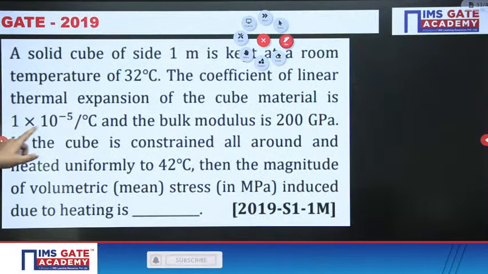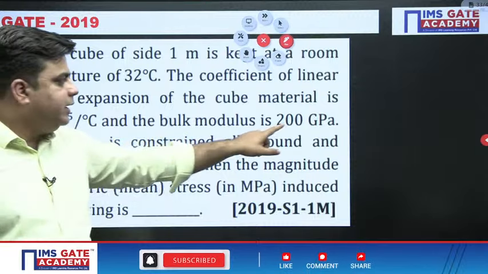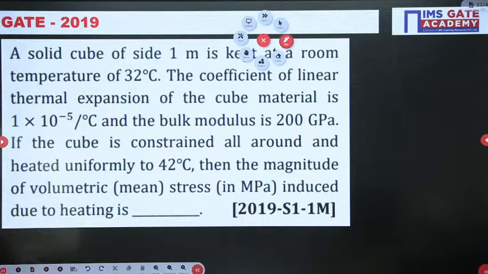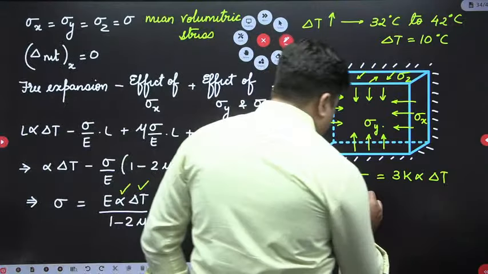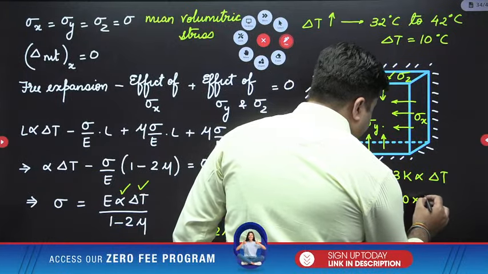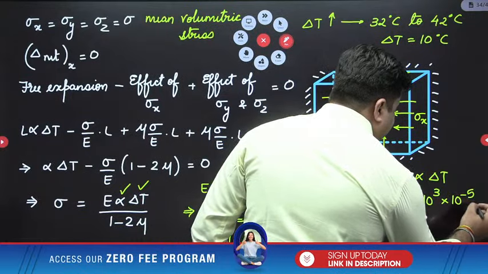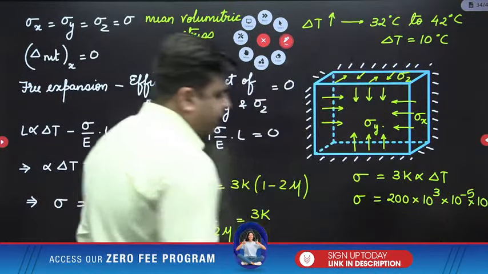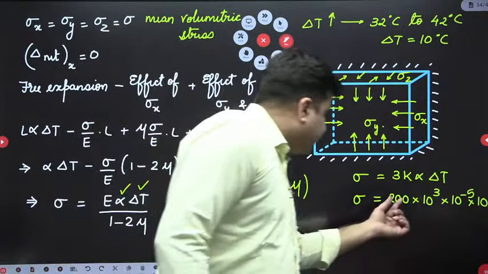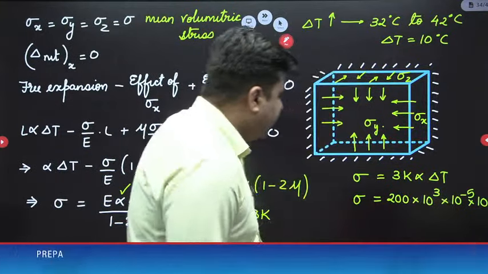So you have alpha as 1 into 10 raised to power minus 5 per degree Celsius, and K is 200 gigapascal. So this is 200 into 10 raised to power 3 megapascal. Alpha is 10 raised to power minus 5 and delta t is 10. Please calculate this and tell me the answer. So this will be, I think, 10 raised to power 5. So I think this will be 20 megapascal sigma.